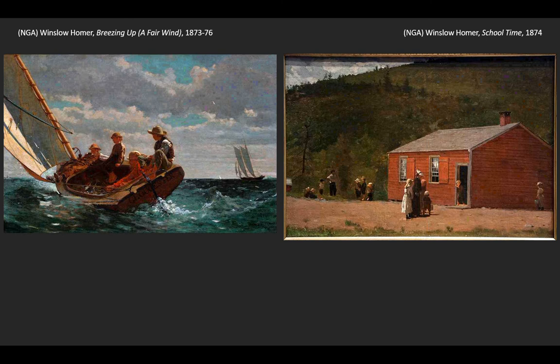One of his most famous works in the National Gallery, Breezing Up, shows an older fisherman with his three young helpers returning to port after a day's work. The belly of their boat filled with fish, the name of the port from which they sailed on the back, Gloucester in Massachusetts, where Homer had spent some time painting.